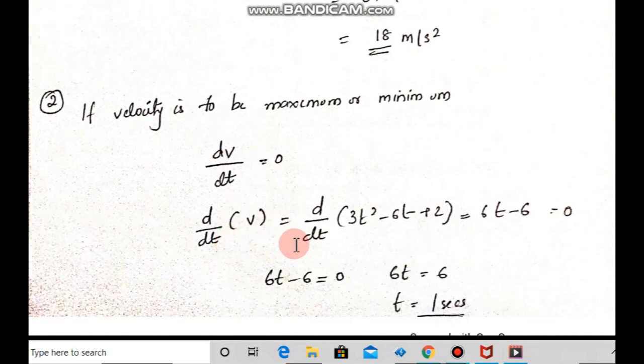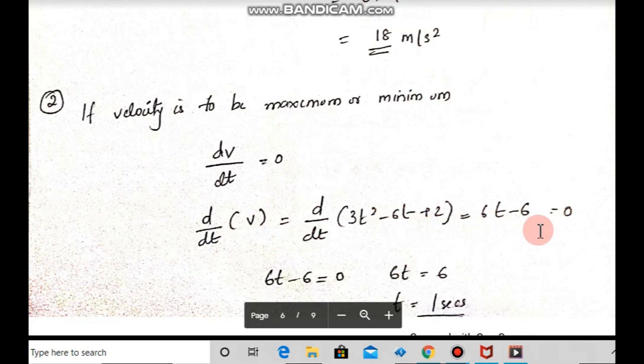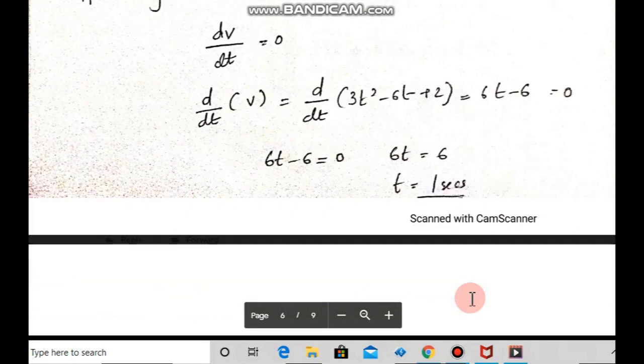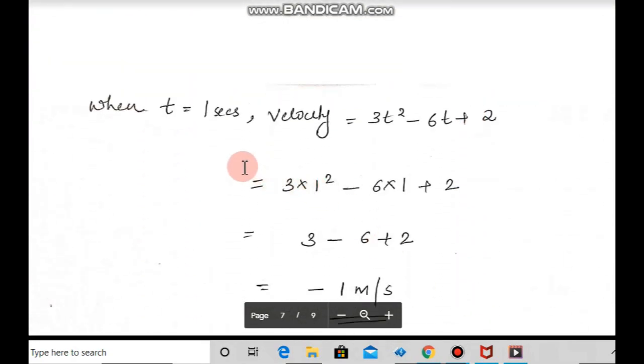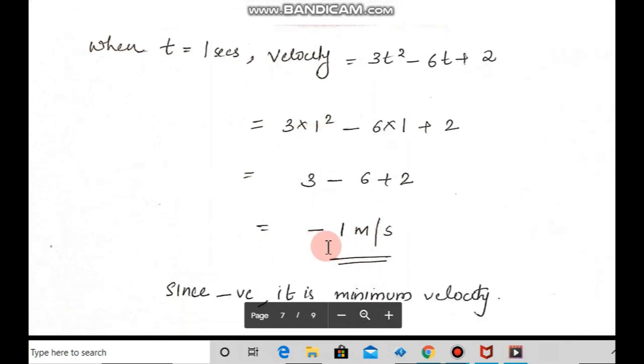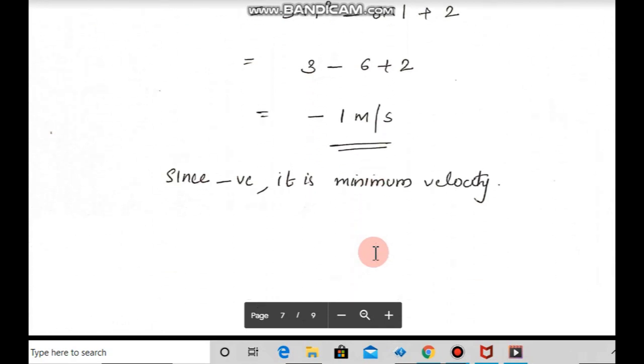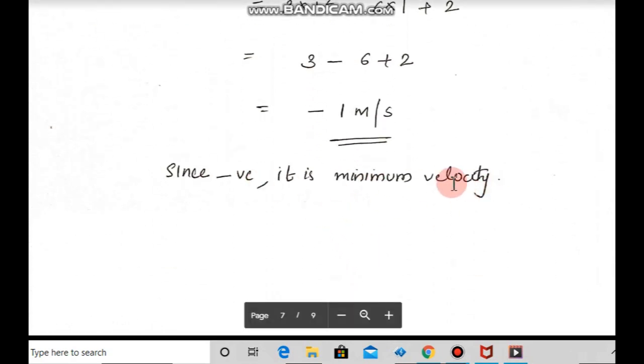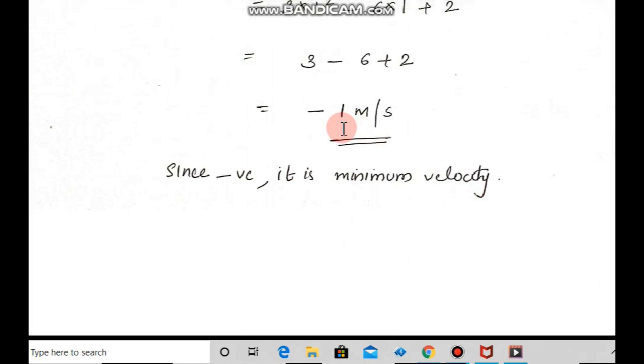So for dv by dt, I differentiate the velocity term and get 6t minus 6, and that should be equal to 0. So t is 1 second. Now when t is equal to 1 second, substitute t as 1 in the velocity equation 3t square minus 6t plus 2, and we get minus 1 meter per second. This is the velocity corresponding to t equal to 1 second. It means that at t equal to 1 second, the velocity becomes maximum or minimum. You get a negative value, which indicates clearly that it is a minimum velocity. If you had got a positive value, it would mean a maximum velocity.